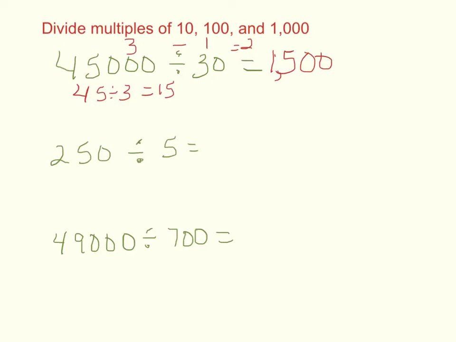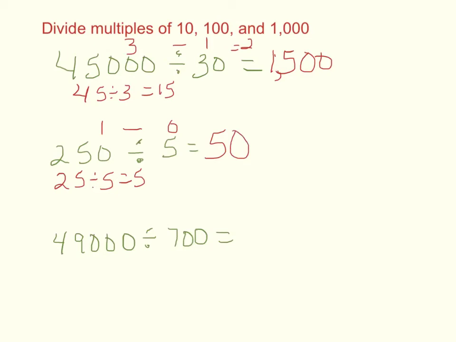Let's try another one. 250 divided by 5. You start out using your basic math fact, which in this case is 25 divided by 5. Now we all know that's 5. So we'll put 5 up here. Now instead of adding our zeros, we subtract. Here we have 1 zero, and here we have no zeros. 1 minus nothing is what? Right, still 1. So you add your 1 zero there.